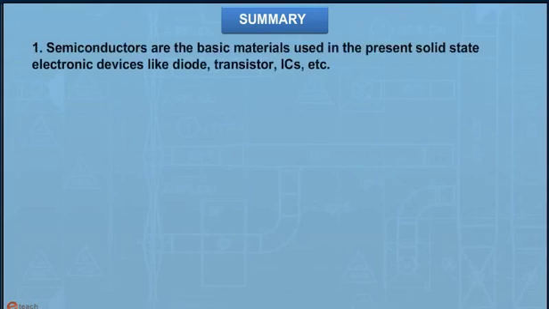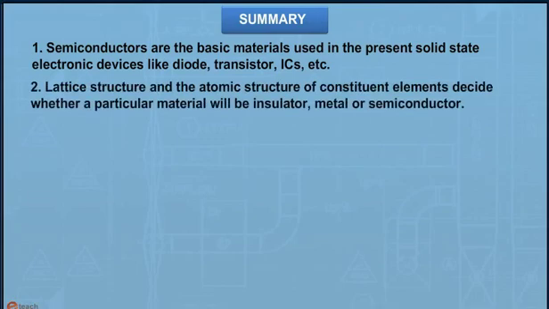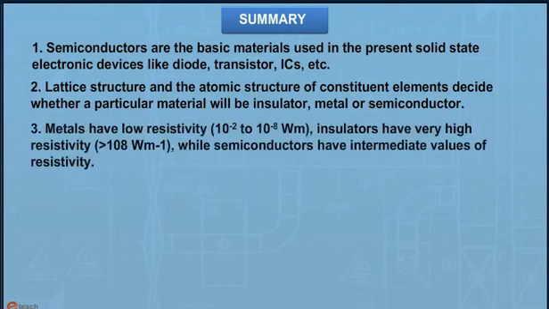Semiconductors are basic materials used in the present solid-state electronic devices like diodes, transistors, ICs, etc. Lattice structure and the atomic structure of the constituent element decide whether a particular material will be an insulator, metal or semiconductor. Metals have low resistivity, of the order of 10^-2 to 10^-8 ohm meter. Insulators have high resistivity, while semiconductors have an intermediate value of resistivity.